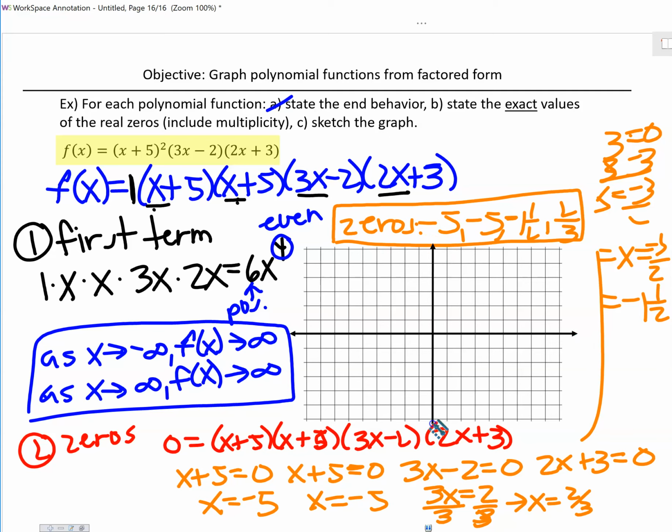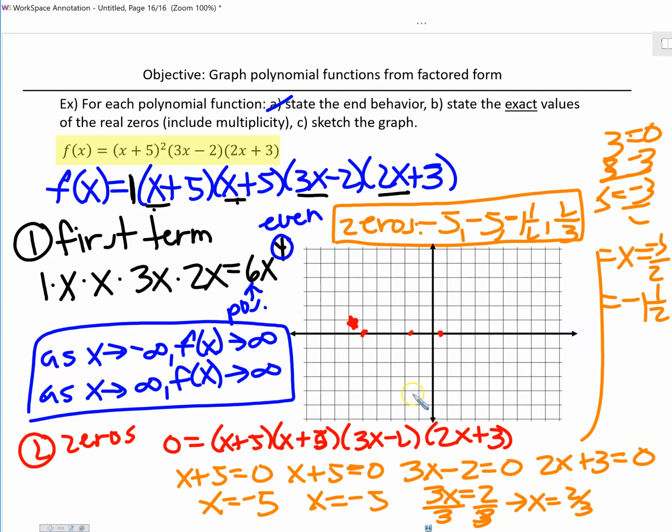Middle actually I think will be fine. So we're at negative 5. 1, 2, 3, 4, 5. So there, and there's multiplicity there. So I want to forget about that. Negative 1.5 would be right here between negative 1 and negative 2. And then 2/3 would be there, 2/3 of the way between 0 and 1.